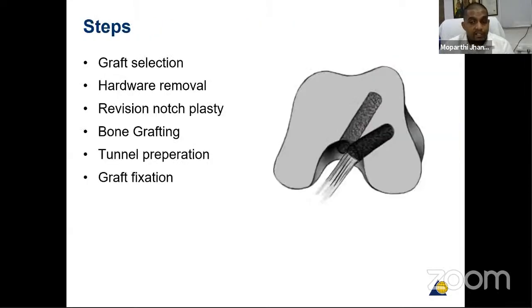Steps: the graft selection is one thing, then removal of the hardware. Next is the revision notchplasty, to see how much of a notch there is, and whether there is any impingement or attrition leading to the graft. The other one is a bone graft, so we can close the previous tunnel with the bone graft. The next is tunnel preparation and graft fixation. Graft fixation again depends on whether you want to go for hybrid fixation or screw fixation. That is the surgeon's choice again to stabilize the graft.